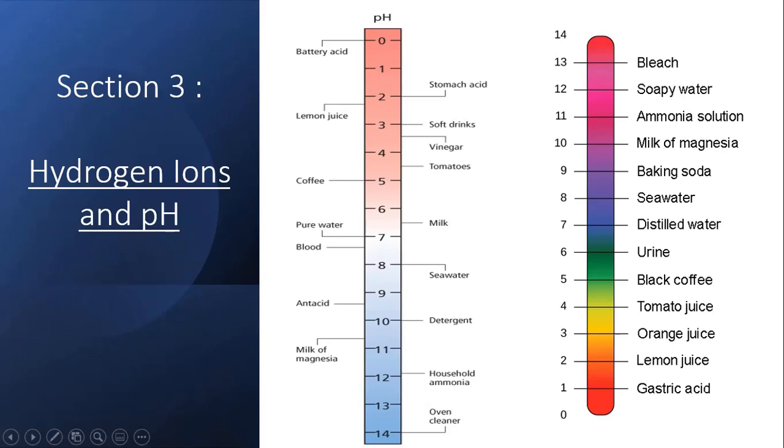Of course, this is because acid and base are opposite to each other. Let's continue. Lemon juice is number 2, orange juice number 3, tomato juice number 4, black coffee is number 5. This is the one that we just talked about from the previous example. Looking at black coffee, the value here is 5.